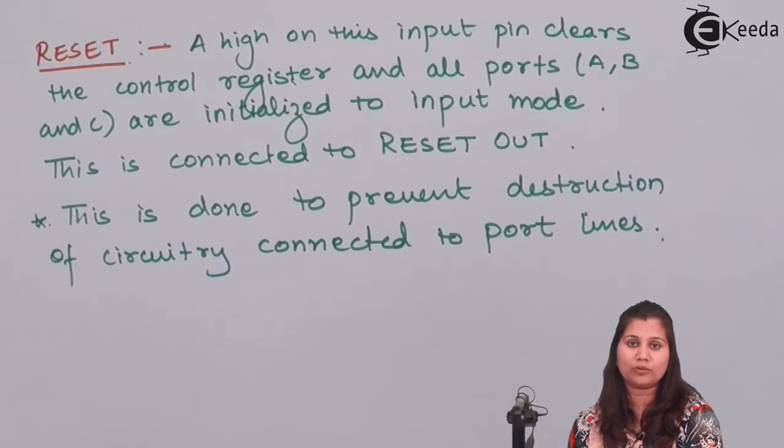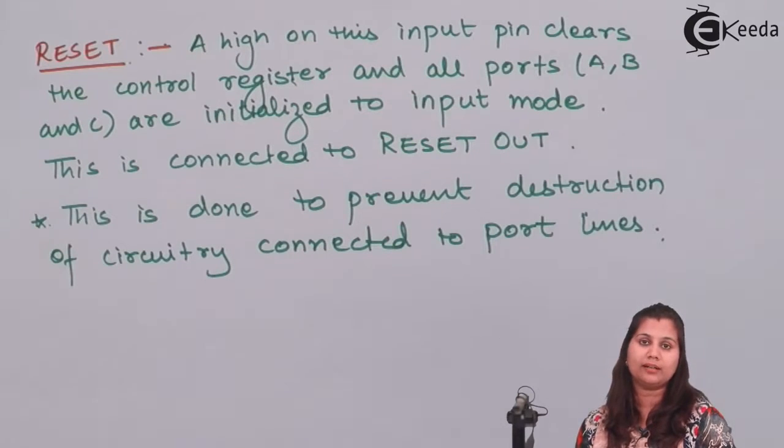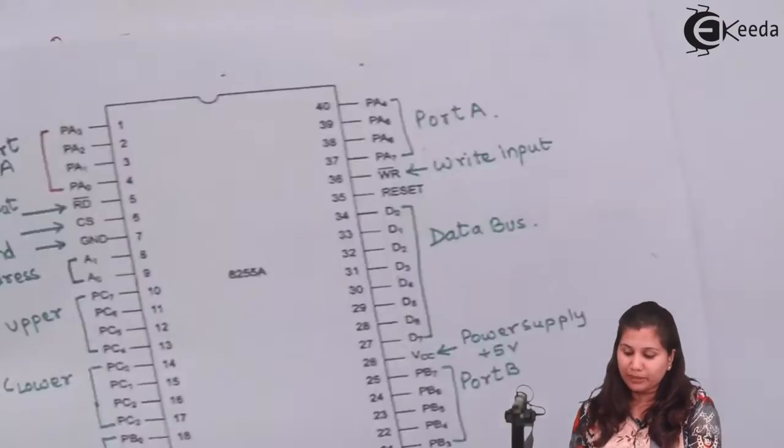Why are we clearing this? Because we want to prevent the damage of the circuitry which is connected to the port lines. Okay, so the main purpose of this reset pin is to clear the control register and to initialize all the ports in the input mode. So this was the reset pin.